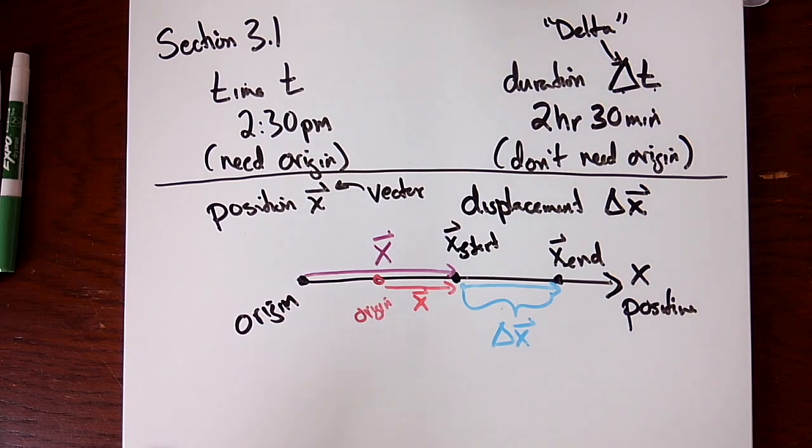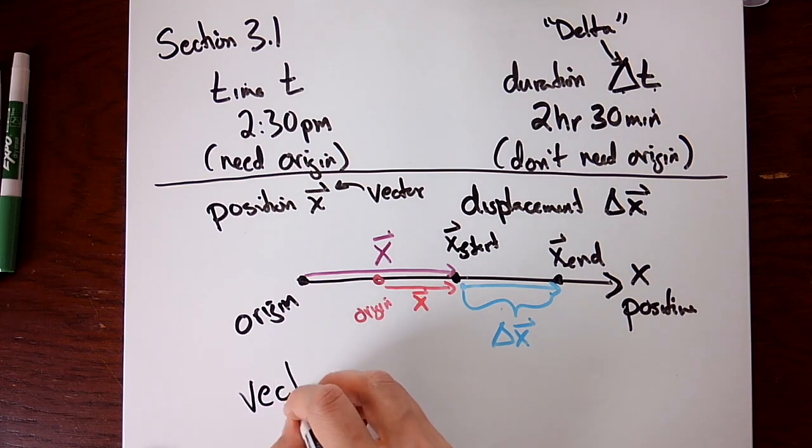Now, we talked about these guys being vectors. Let's do a little better definition of vector.